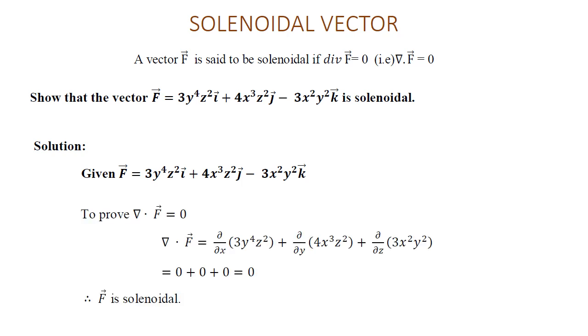So to prove that the dot product of del and f vector is equal to 0, we have to differentiate with respect to x, then with respect to y, and then with respect to z. So dou by dou x of 3y power 4 z square plus dou by dou y of 4x cube z square plus dou by dou z of 3x square y square will give the value as 0 plus 0 plus 0, which is equal to 0. So since we got the answer as 0, it is proved that f vector is solenoidal.